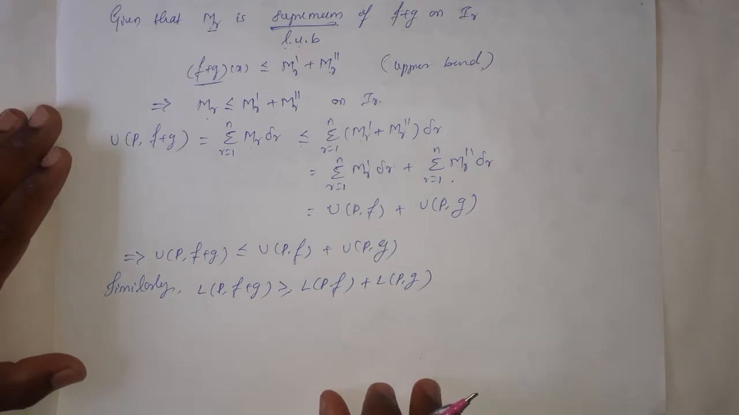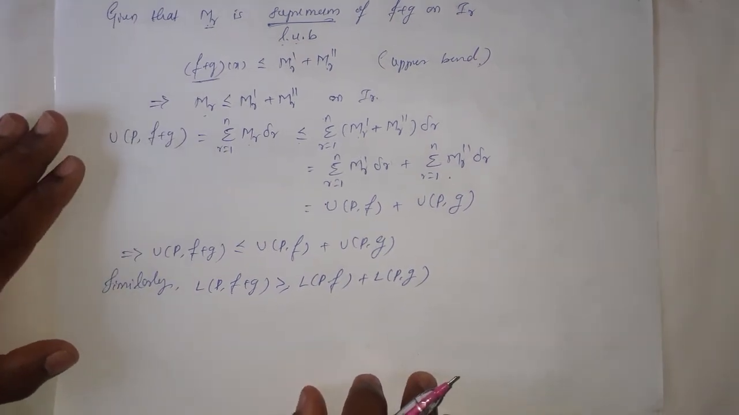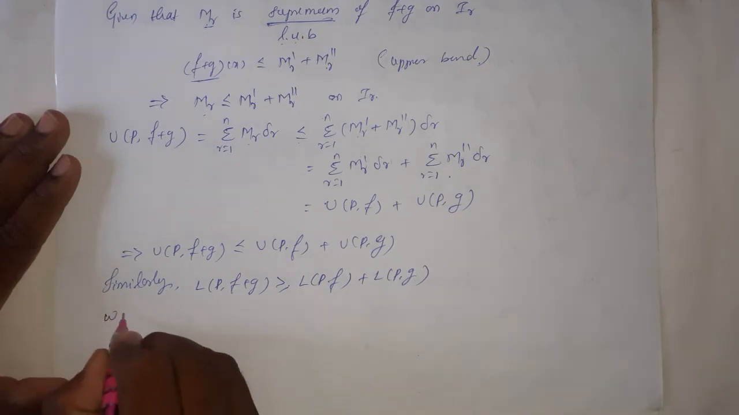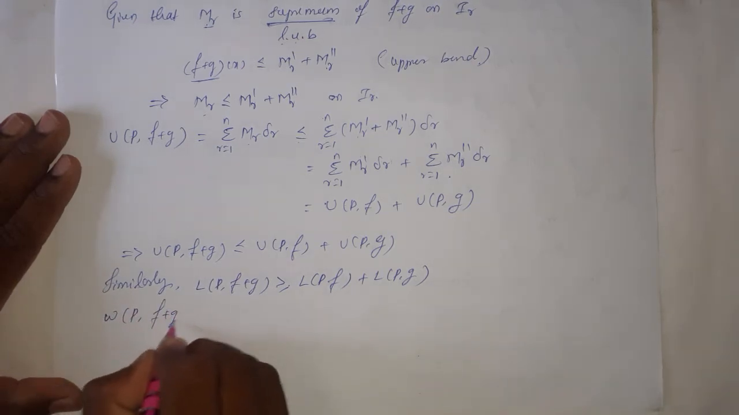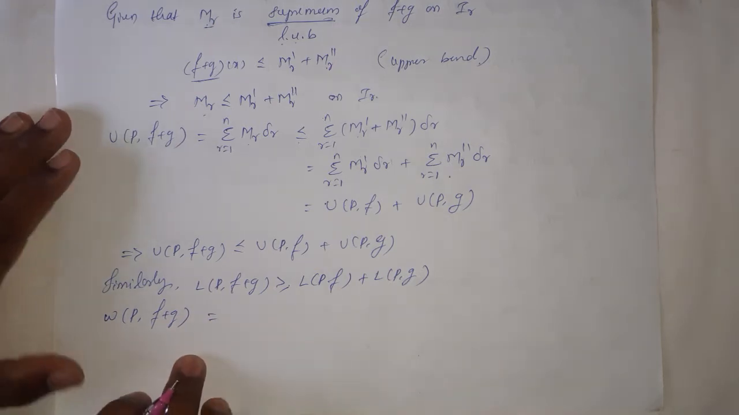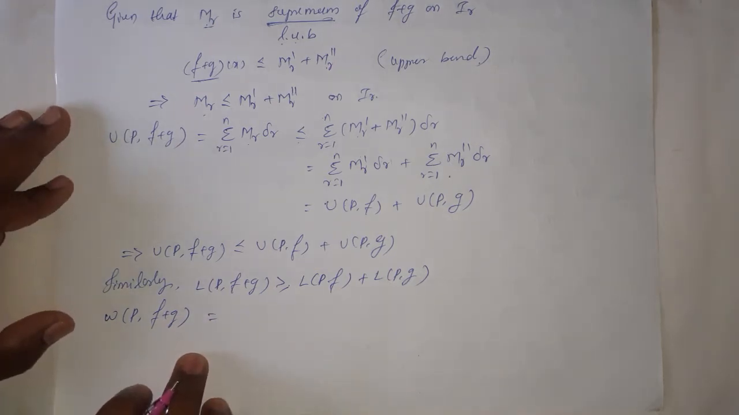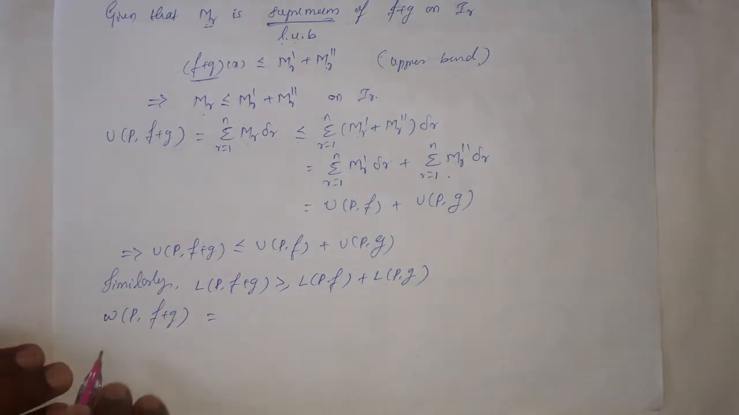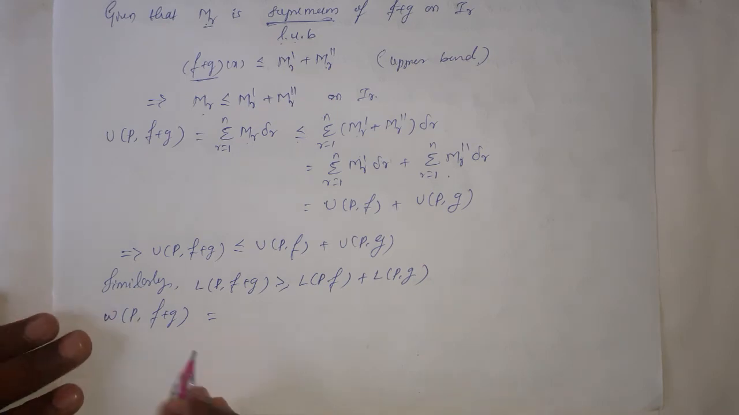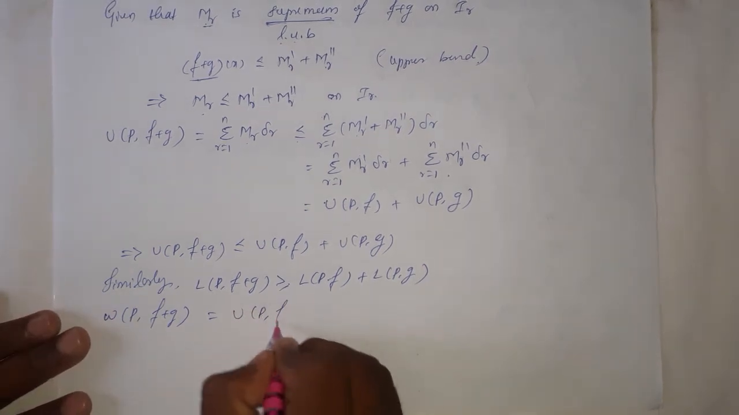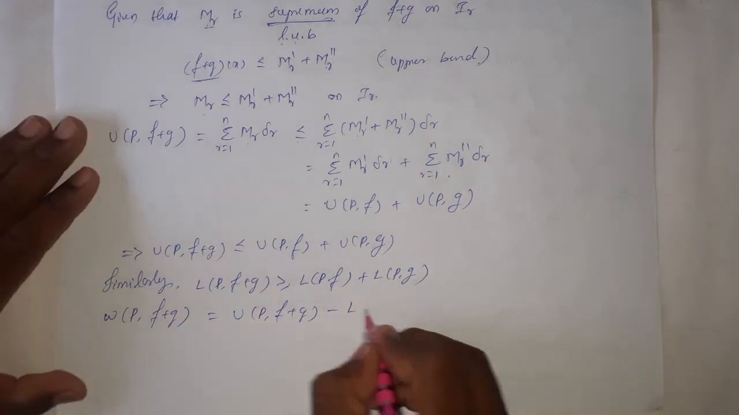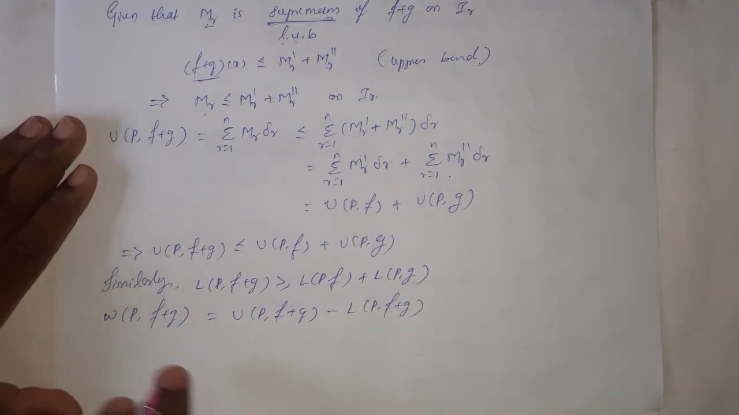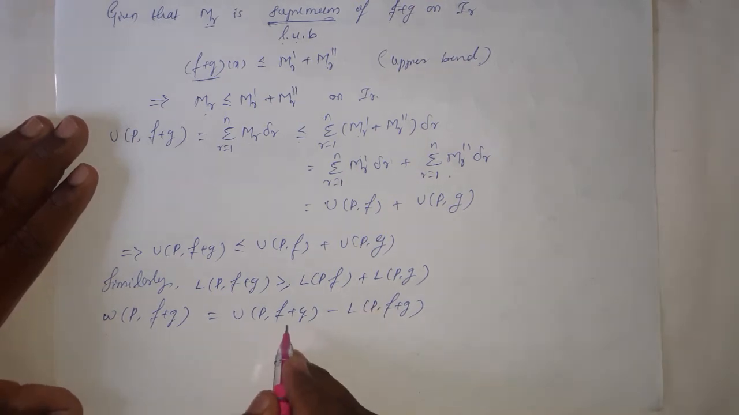Now, let us consider the oscillatory sum of the function f plus g, that is W of P f plus g. This is the oscillatory sum and this can be written as the difference of the upper Riemann sum and the lower Riemann sum. Therefore, WP f plus g is equal to UP f plus g minus LP f plus g. So, here this is the oscillatory sum of the function f plus g.